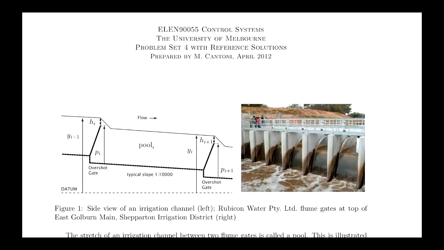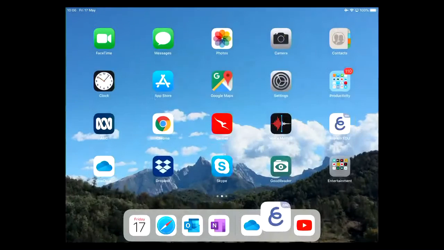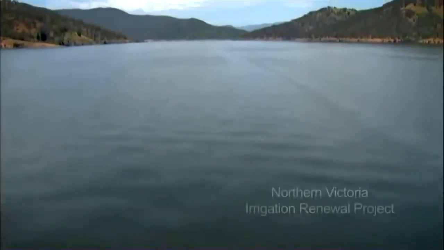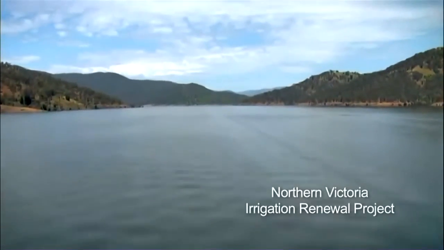Okay, so just to give you a little bit more context, I'll show you a video. This is work that we've done here in collaboration with an industry partner called Rubicon Water. Okay, and this is a little bit about a project to modernise the irrigation networks in northern Victoria.